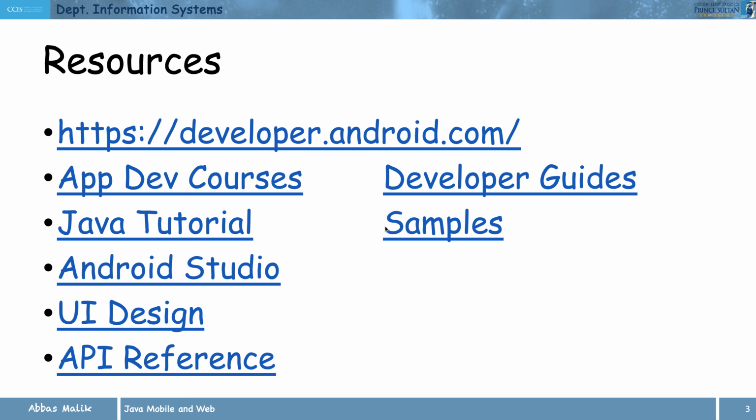Kotlin is a different language, but because you already know Java, it may be a more difficult learning curve for doing things in Kotlin. So you would need to learn a new language before you can jump into Android development. Android Studio is the IDE that we are going to use. User interface design, API reference, all those classes, references, details, and documentation are there. Developer guides and samples are also there. So all these are resources that you can use during this course.